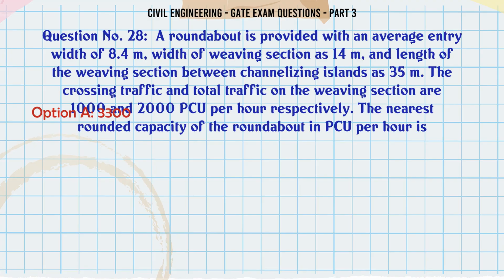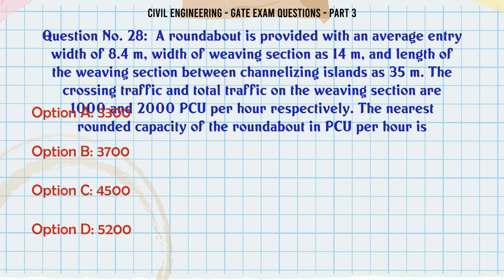A roundabout is provided with an average entry width of 8.4 m, width of weaving section as 14 m, and length of the weaving section between channelizing islands as 35 m. The crossing traffic and total traffic on the weaving section are 1000 and 2000 PCU per hour respectively. The nearest rounded capacity of the roundabout in PCU per hour is: A, 3300; B, 3700; C, 4500; D, 5200. The correct answer is 3700.